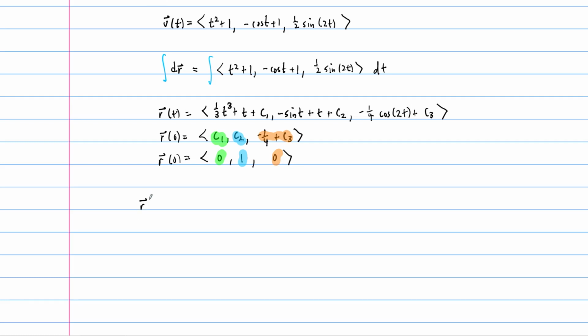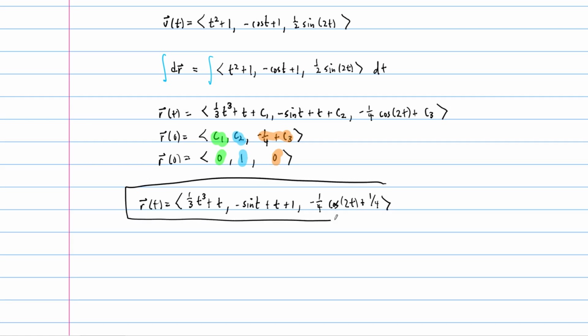And so our final answer here is that our position function of our particle with the given information is going to be 1/3 t cubed plus t plus 0, so that's it, minus sine of t plus 1 in the second component, right? And then in the third component, it's going to be minus 1/4 cosine of 2t plus a quarter, right? Because that's what we found for C3. And so there's our answer.